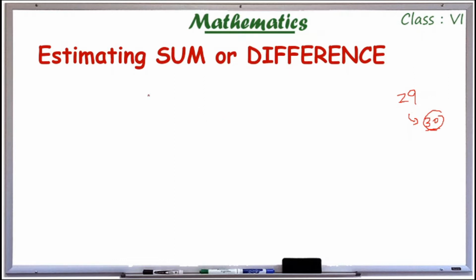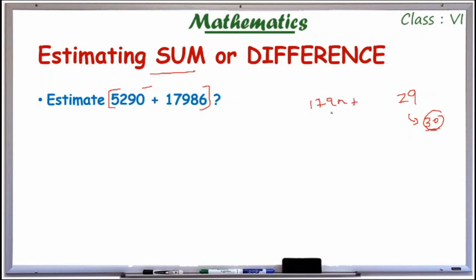So today we are estimating a sum. I will show one question. We have to estimate the sum of 5290 and 17986. It is very difficult to add these two. First we have to write 17986 plus 5290. It's somewhat difficult, so we are estimating the sum. For that we have to estimate these two numbers.